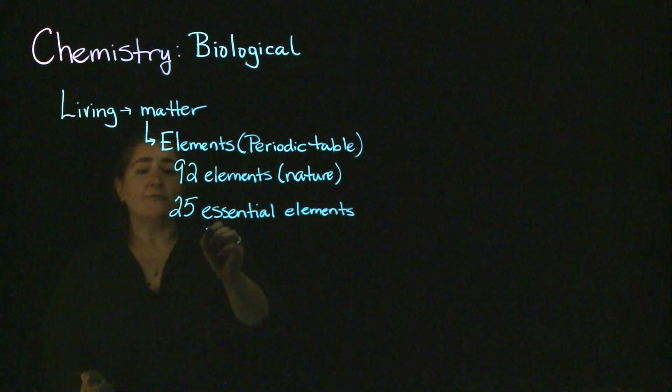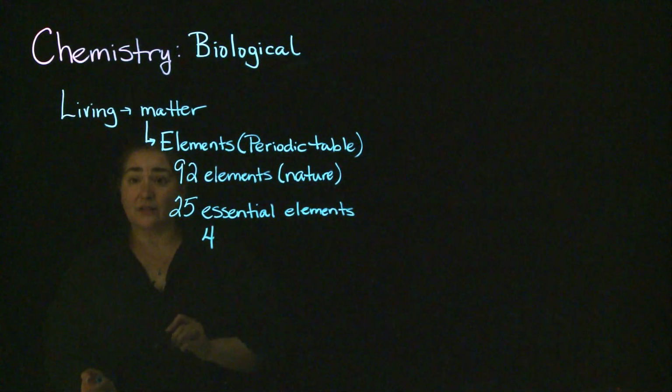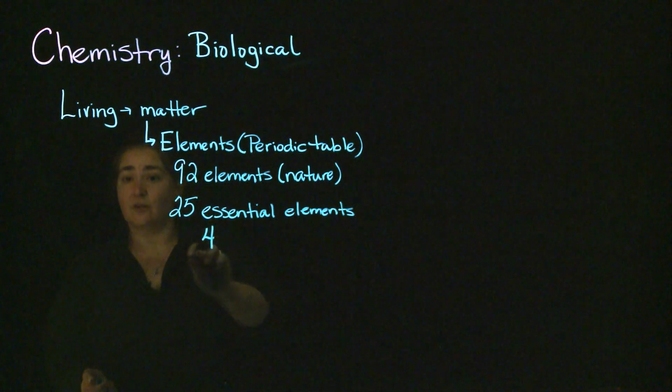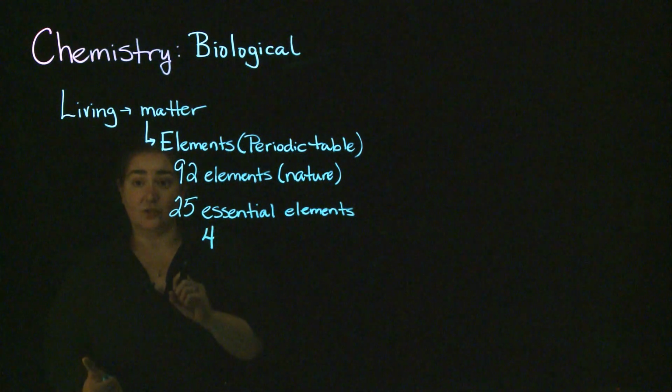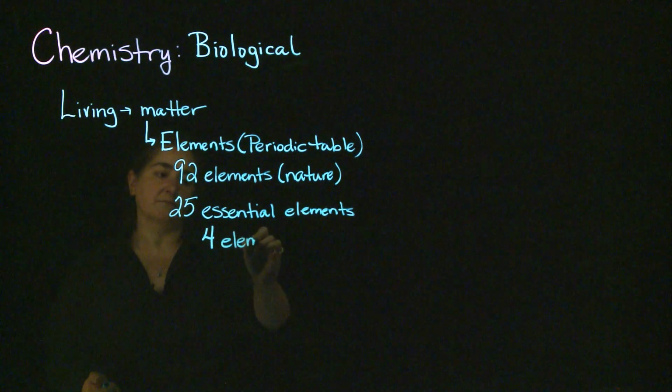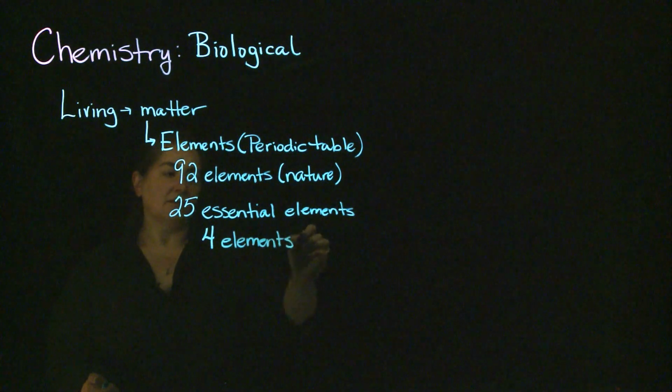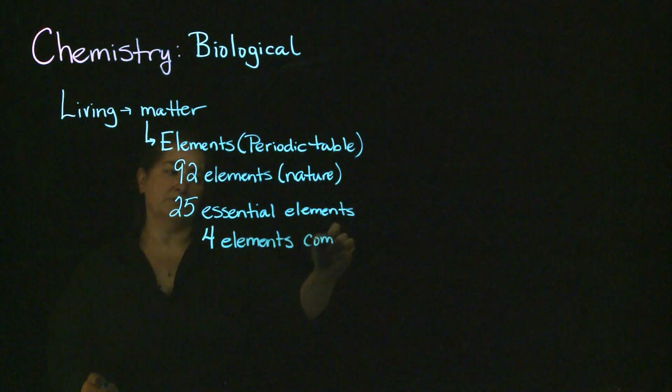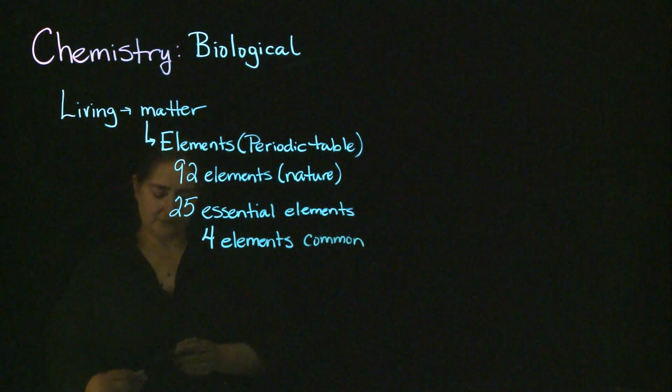But there are 4. Notice I'm narrowing things down here. We went from 92 to 25. We're now down to 4. Okay, this is good, right? We've got 4 elements that are most common in the human body, okay?